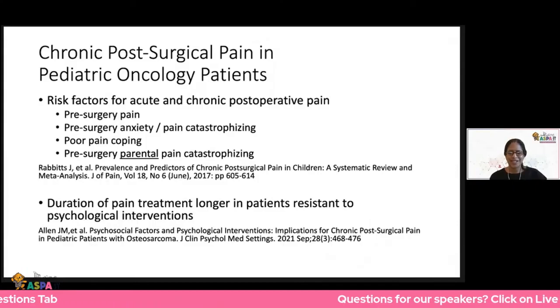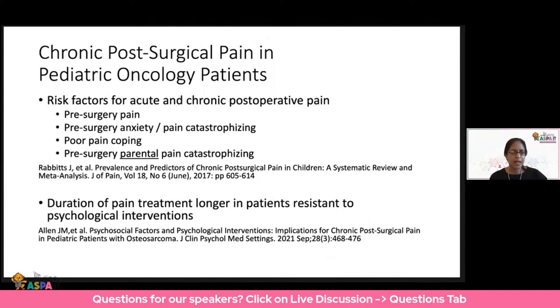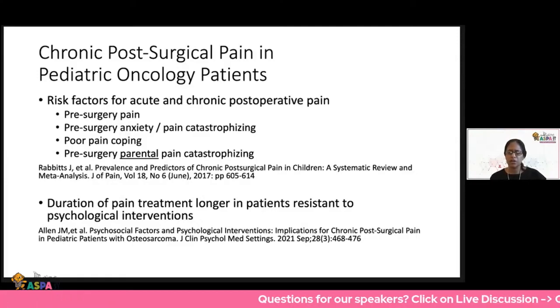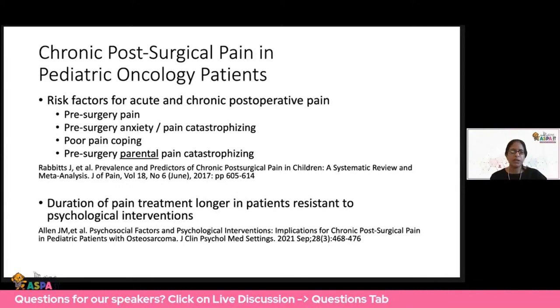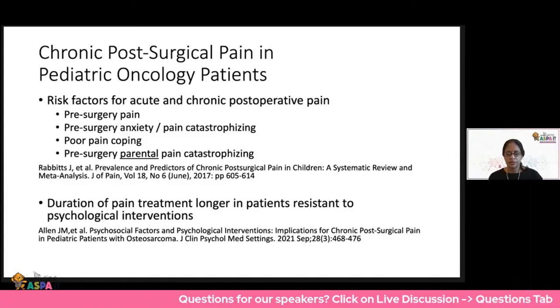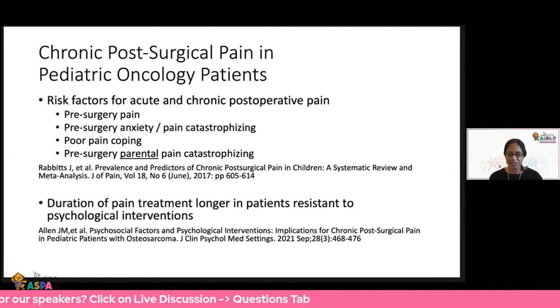The second study listed here specifically looked at pediatric patients with extremity osteosarcoma after limb sparing or amputation surgery. They found that the duration of pain treatment was significantly longer in patients resistant to psychological interventions than those receptive to these interventions. Shorter duration of pain treatment was associated with a slightly older age and then receptiveness to psychological interventions.